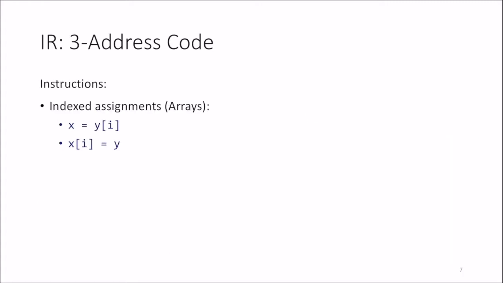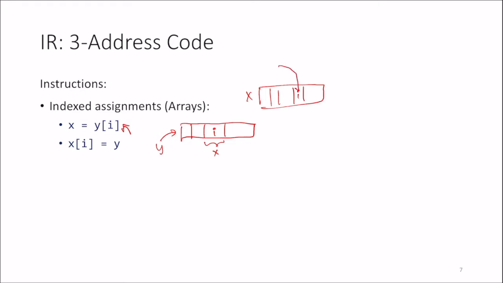Next are more complex assignments that involve indexed assignments, like arrays. You might need to look up the memory location. If y is a pointer pointing to some memory location, then it would look up the ith location, take this value and assign it to the location x. Similarly, if I have x as an array, and this is the ith location in the array, you might want to insert a value into that ith location. That's what's done over here.